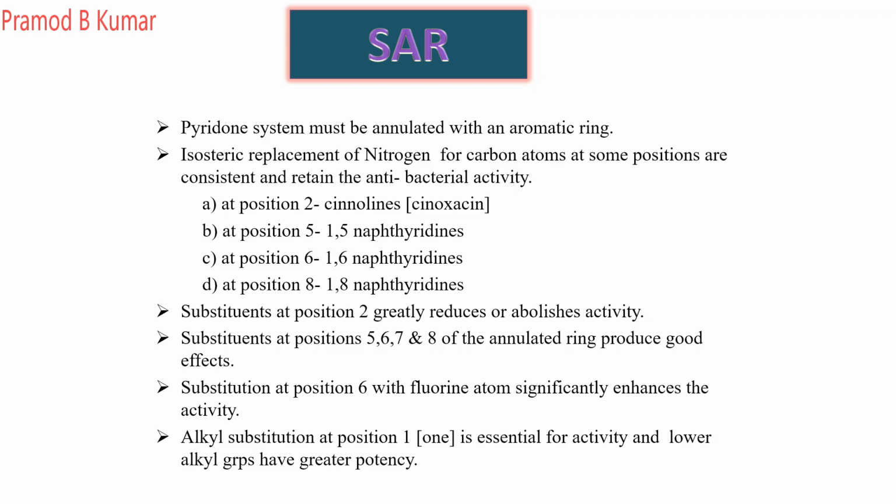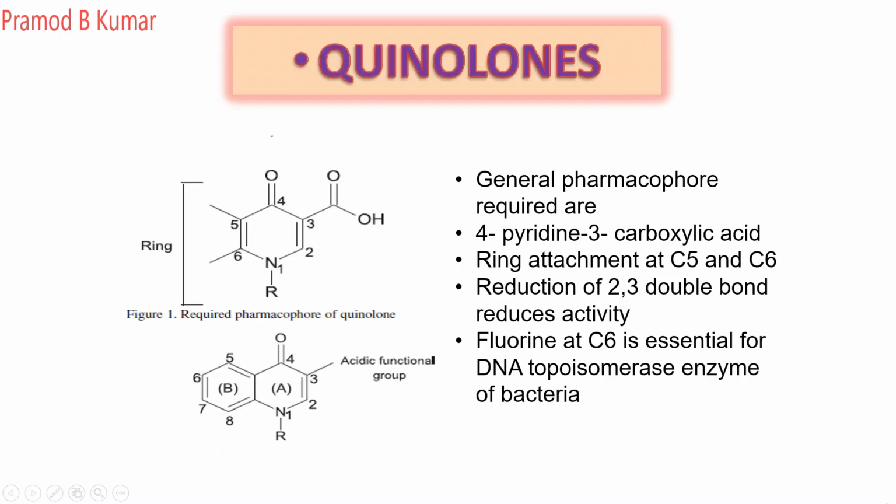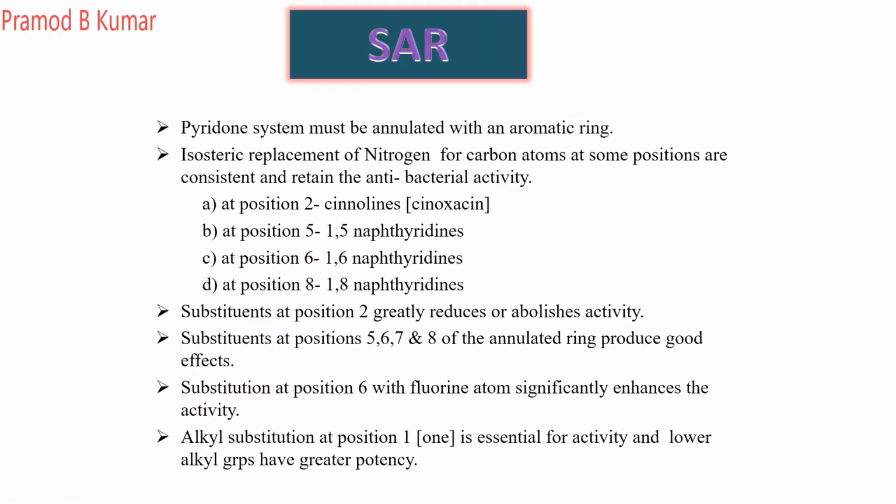Moreover, alkyl substitution at one position. So if there is an alkyl substitution at nitrogen 1 in the A ring, then the activity is increased, and it should be substituted by a lower alkyl group like ethyl, methyl or cyclopropyl. Then only the activity is retained. If the size of the alkyl group increases, activity decreases.